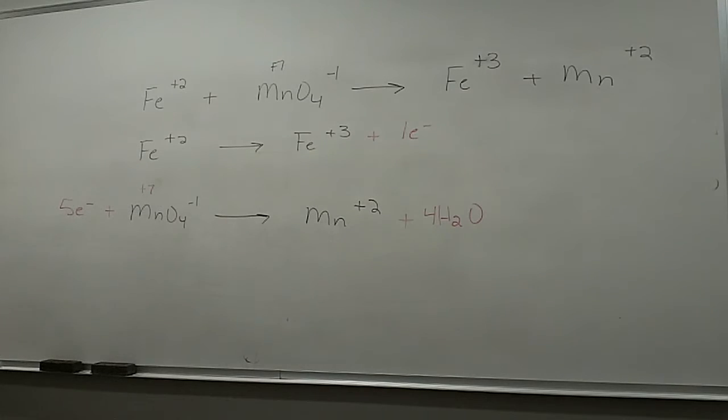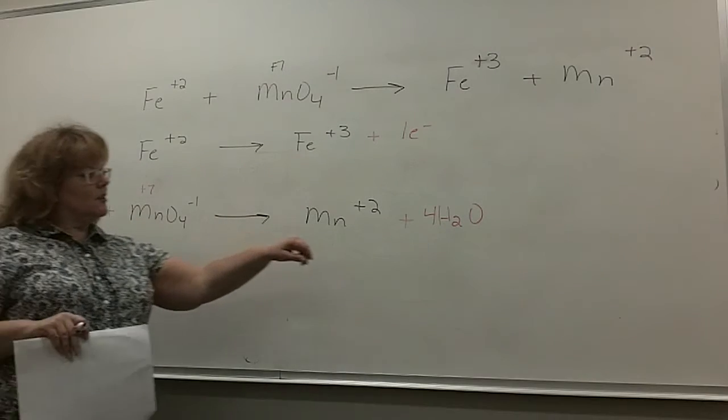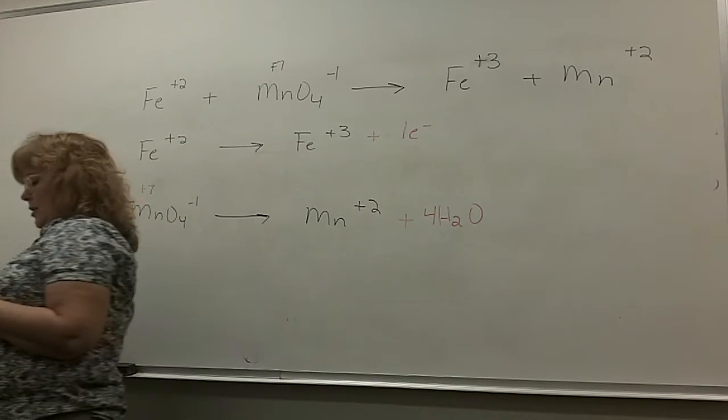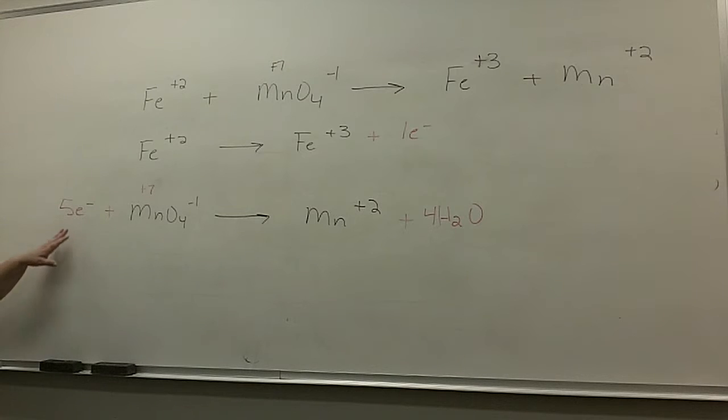Okay. So now I've got 4 oxygens here and 4 oxygens here. But I've got to balance my hydrogens too. So what do I need to add over here? 8. And we're just adding hydrogen ions.